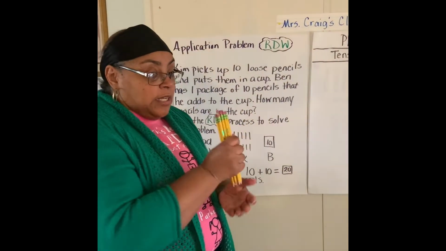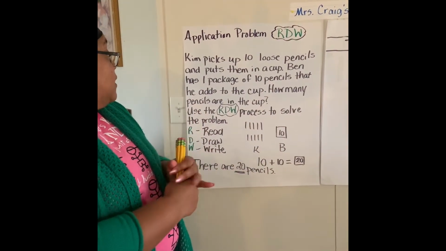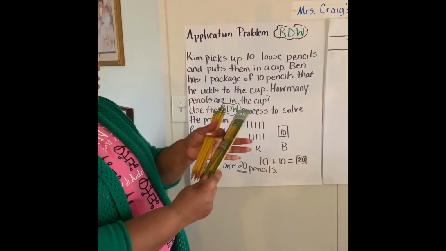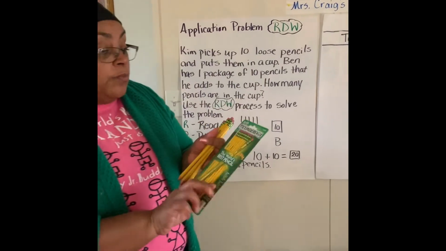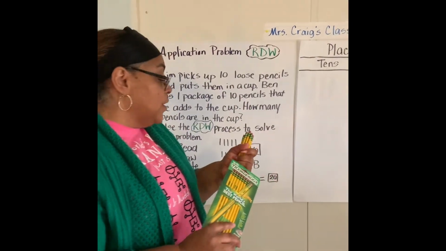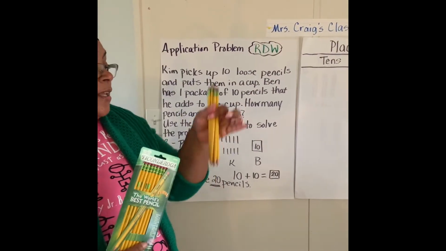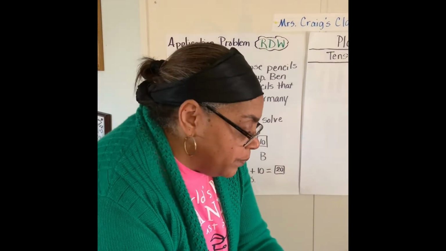Kim picks up 10 loose pencils. Here are my loose pencils. She puts them in a cup. Ben has 1 package of 10 pencils that he adds to the cup. It says how many pencils are in the cup. So we have 10 pencils and we have 10 more pencils. Kim has 10 and Ben has 10. Kim's are loose, Ben's are in a package. So let's look at what we can do.